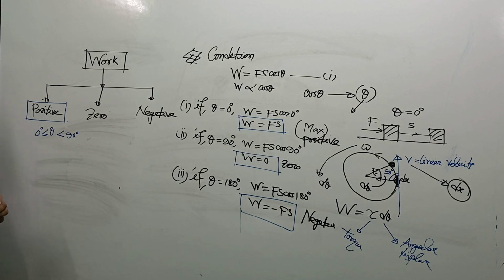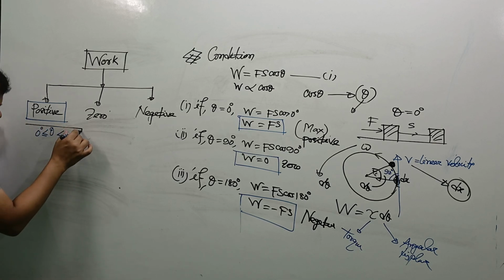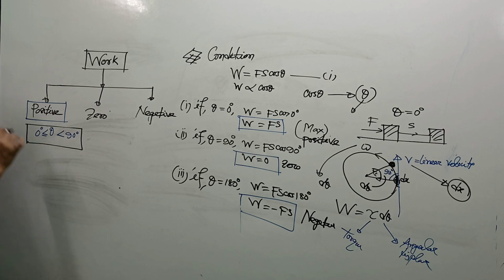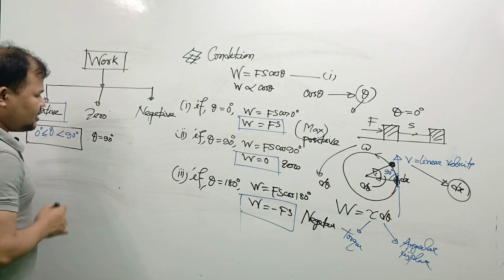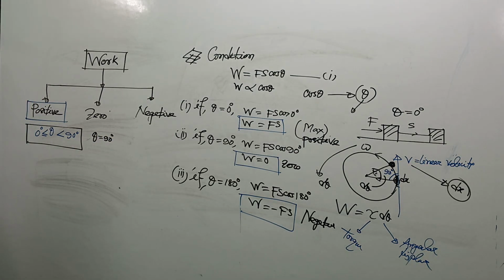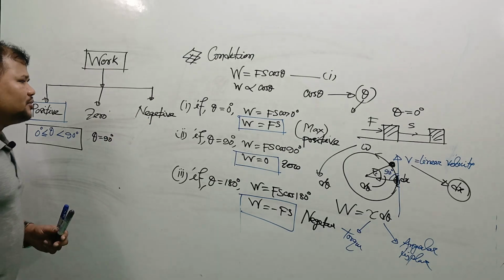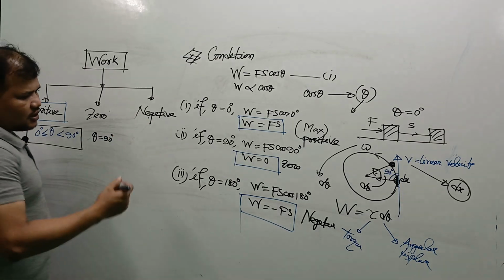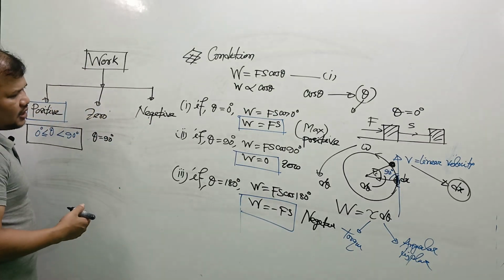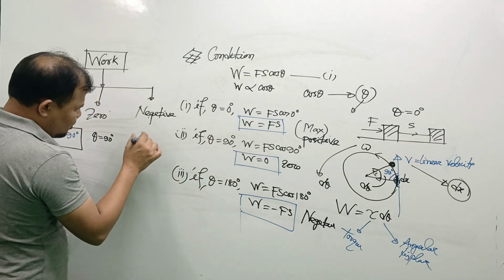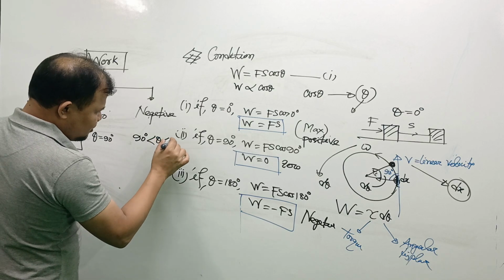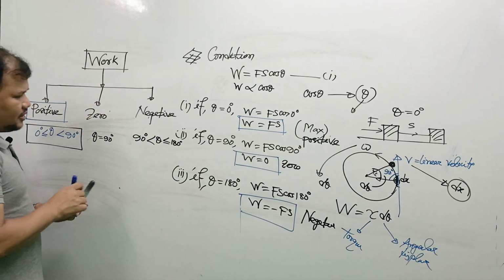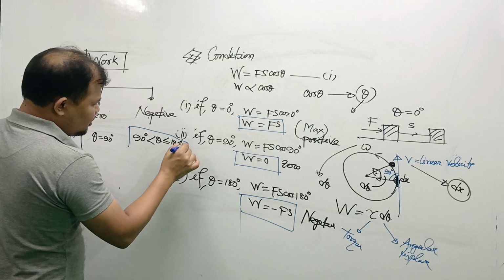This special notation gives us a special message to measure the work. In this condition, we always get positive work. If the value of theta is exactly 90 degree, in this situation the work done is 0. But in case of negative work, if the value of theta is greater than 90 and less than or equal to 180, in this situation we get negative work.